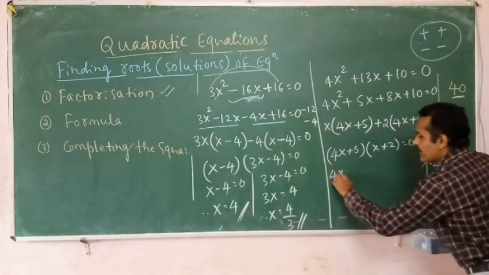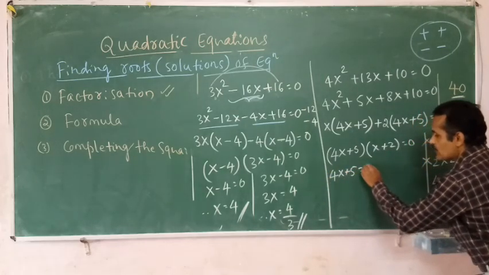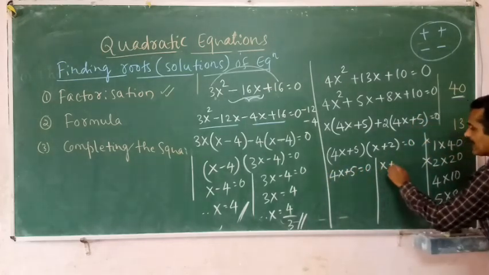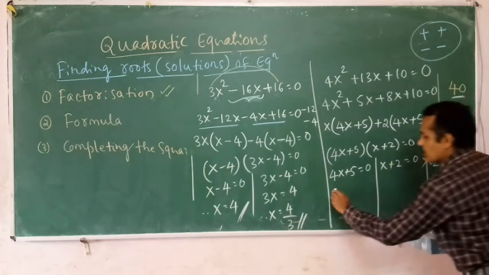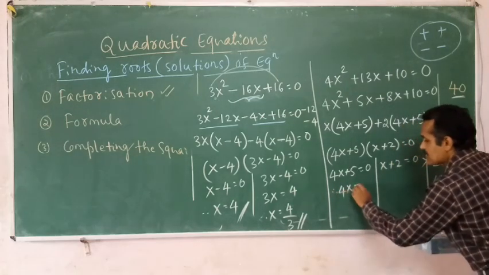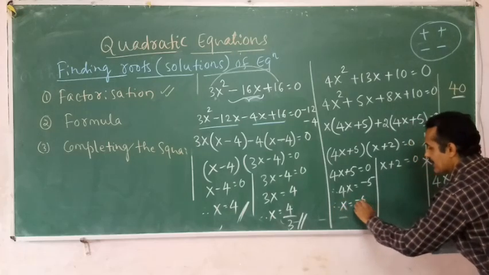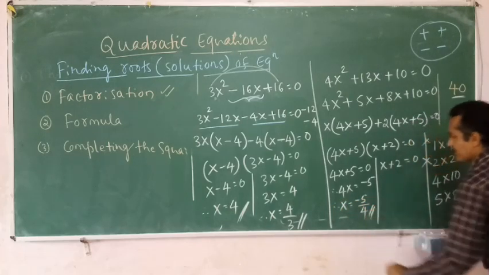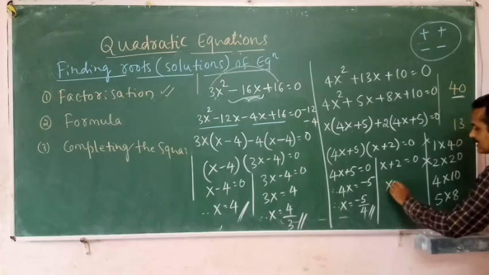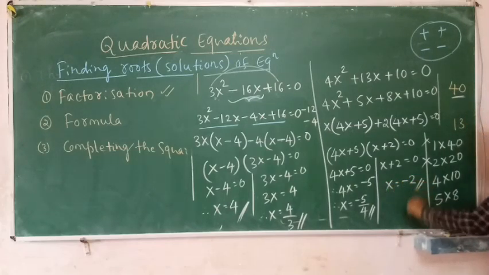Okay, I can write 4x plus 5 is equal to 0 or x plus 2 is equal to 0. Therefore, 4x is equal to minus 5. Therefore, x is equal to minus 5 by 4. Here I can say x is equal to minus 2.